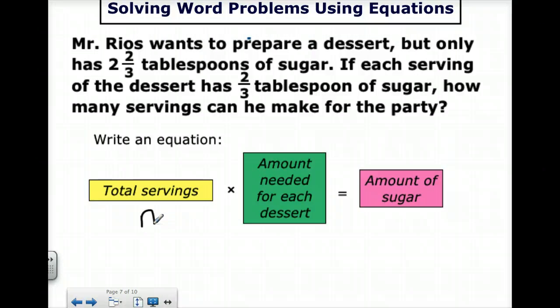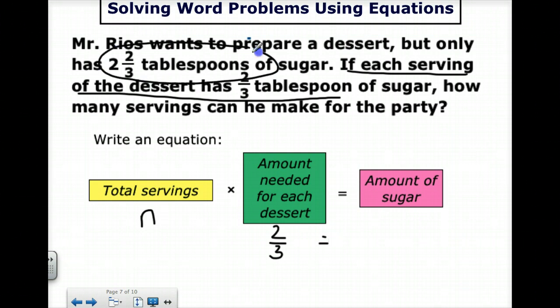Amount needed for each dessert. Well, go back up and read the story problem. How much sugar do you need for each serving? Each serving of the dessert needs 2/3. So this green box is going to be 2/3. In the amount of sugar that we currently have, Mr. Rios has 2 2/3 tablespoons.